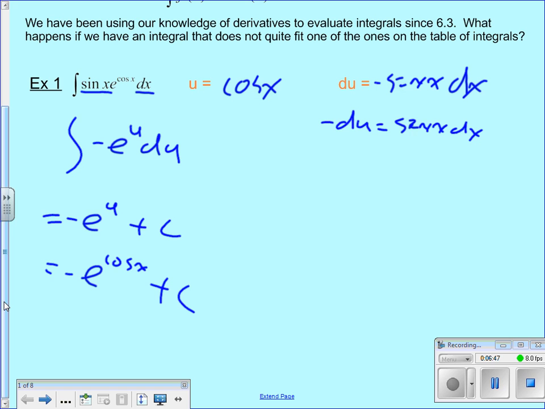It's kind of like the anti-chain rule. Because if you take the derivative of this, the negative e to the cosine x, what do I do? I take this all over again times the derivative of the cosine x. The u substitution helps you do things where the original derivative would have been a chain rule problem. That's what u subs let you do.